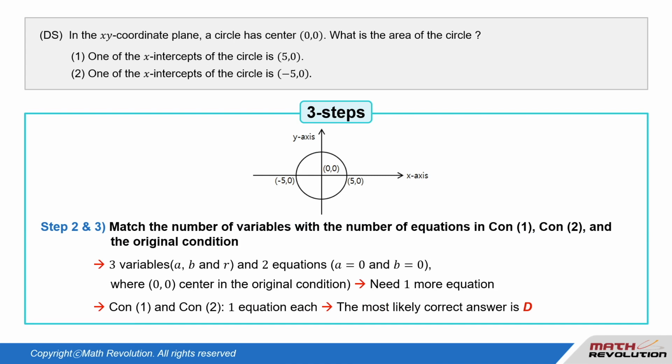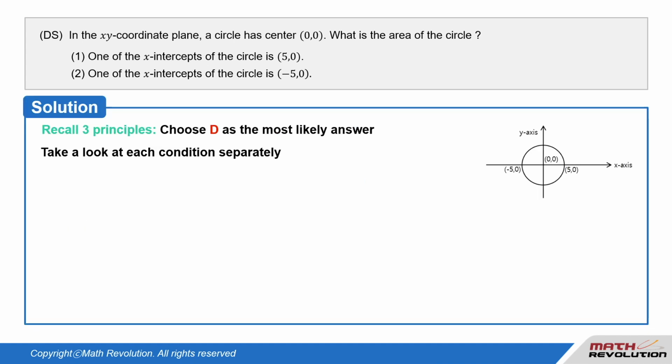Follow the second and the third steps. Therefore, we have three variables, a, b, and r, and two equations, a = 0 and b = 0, where (0, 0) is the center of the circle, from the original condition. To match the number of variables with the number of equations, we need just one more equation. Since conditions 1 and 2 will provide one equation each, it's about 60% likely D is the answer. Recall three principles and choose D as the most likely answer.